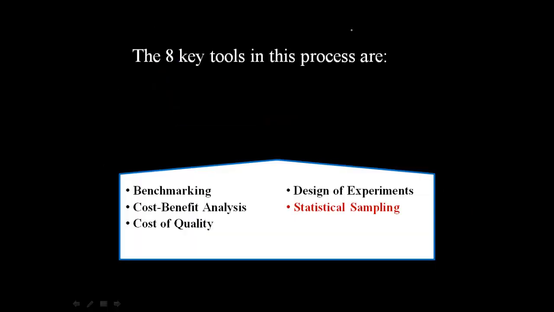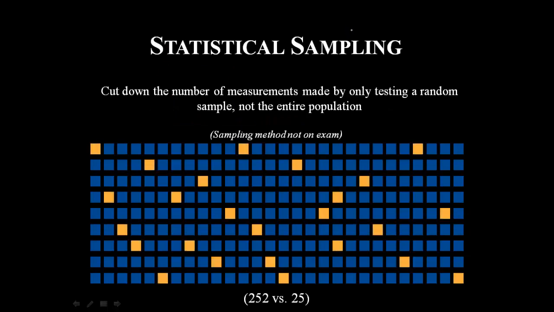Next we have the statistical sampling. Cut down the number of measurements made by only testing a random sample, not the entire population. Sometimes they may ask you about this on the exam and sometimes they may not. So let me tell you what this is.